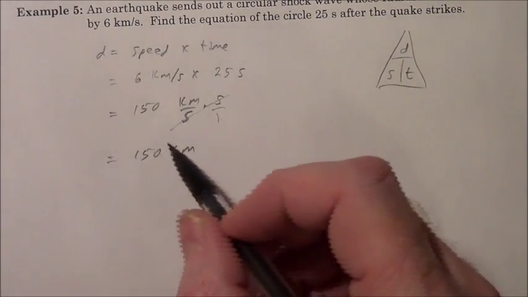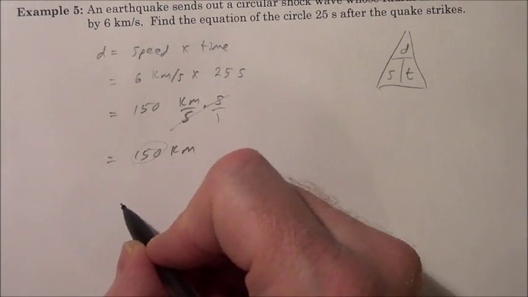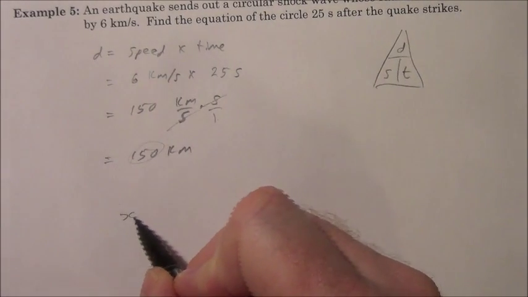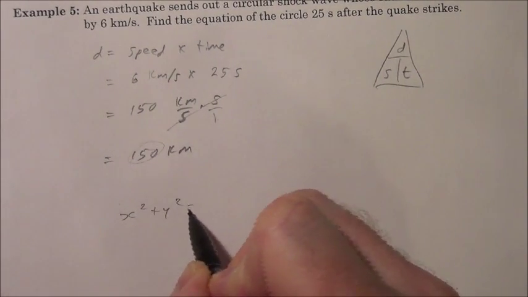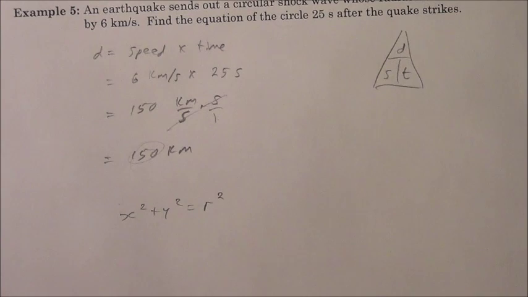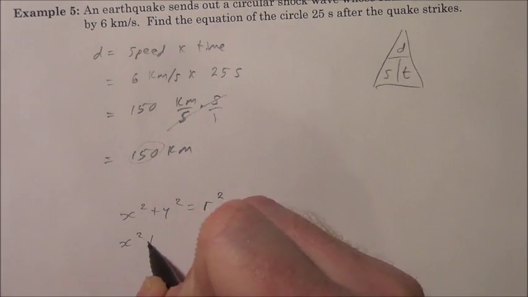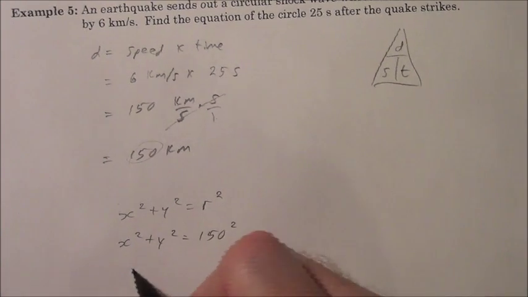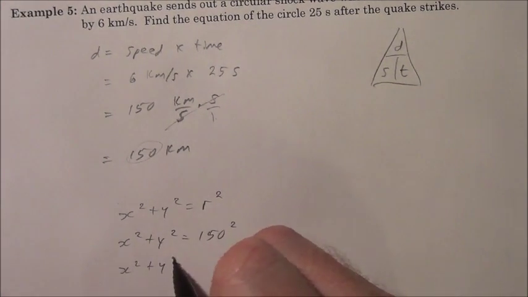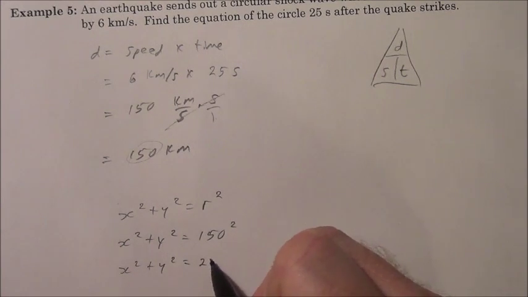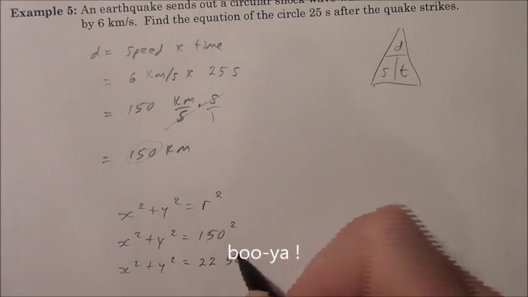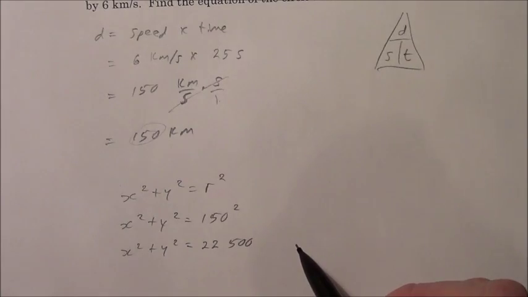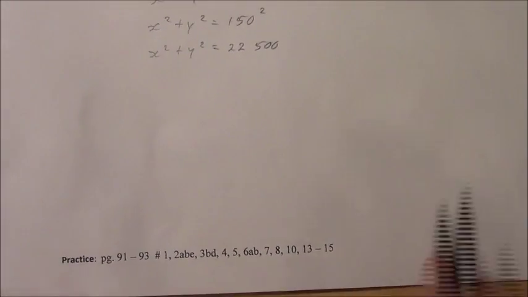And so then all we have to do is use this as the radius in the equation of the circle. So the equation of the circle would be x squared plus y squared equals 150 squared. Therefore x squared plus y squared equals 22,500. So that is the end of that.